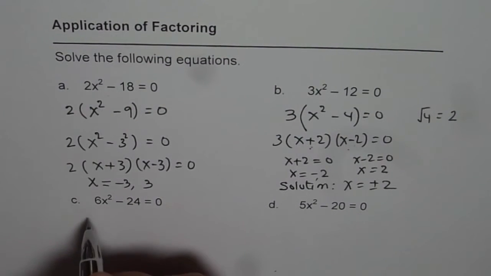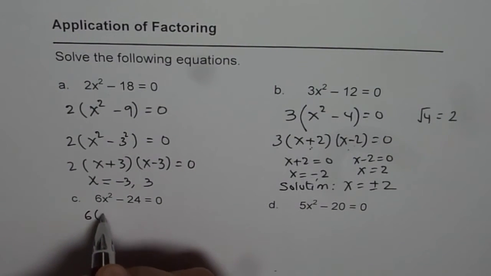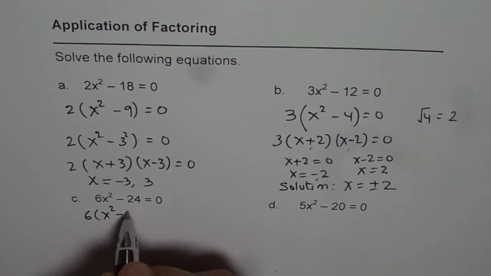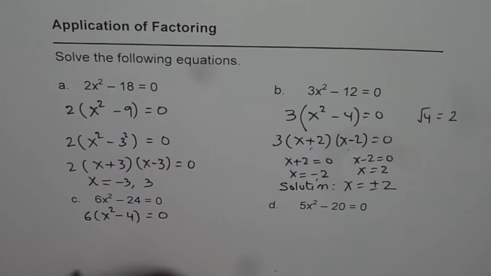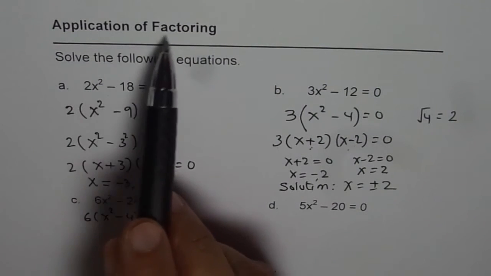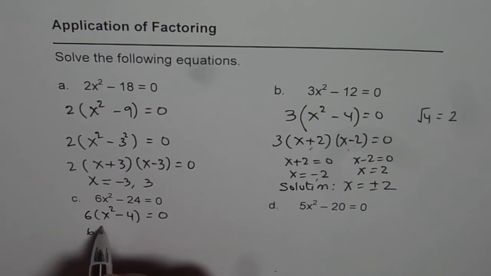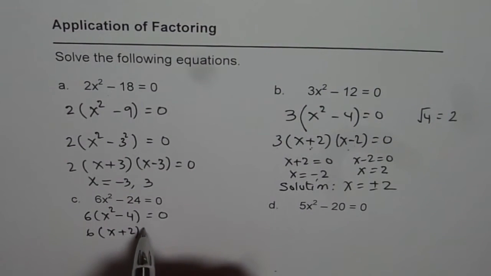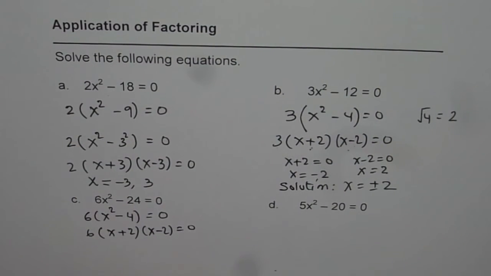These two apply the same technique. Here 6 is common, right? So we get 6 and we have x squared minus 4, right? Equals 0. Now each factor should be 0. x squared minus 4 is 0 for what values? Plus minus 2, right? So you could take the square root and find the answer. But what we will do is we are using factoring. Let's factor it. We get 6 times x plus 2 times x minus 2 equals 0, and that gives us two solutions, which is x equals plus minus 2.